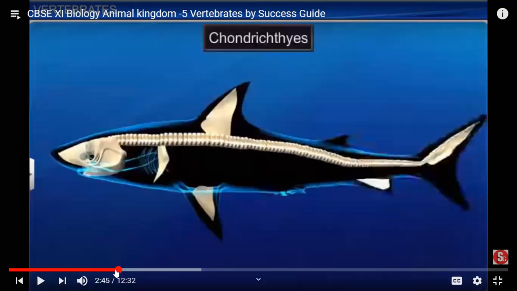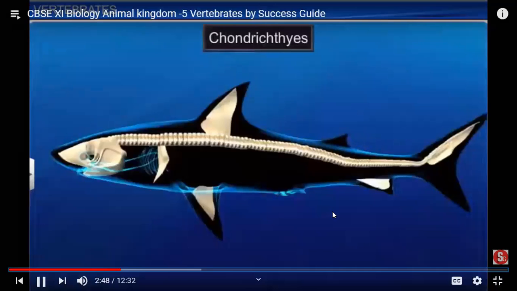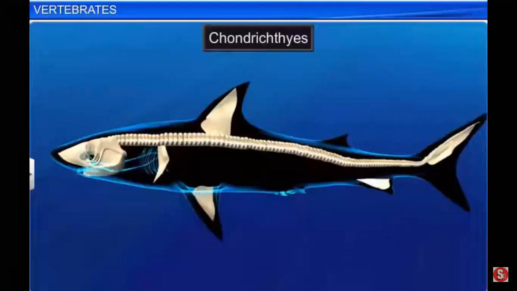Characteristic features of fish, Pisces. Chondrichthyes are marine fish with a streamlined body and a cartilaginous endoskeleton. Interestingly, the notochord is persistent throughout their lifespan.